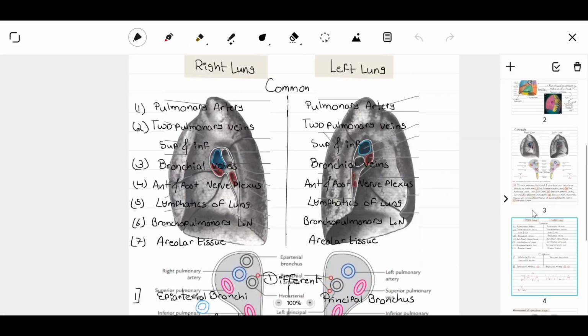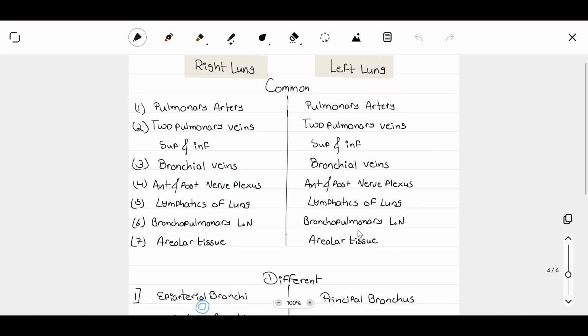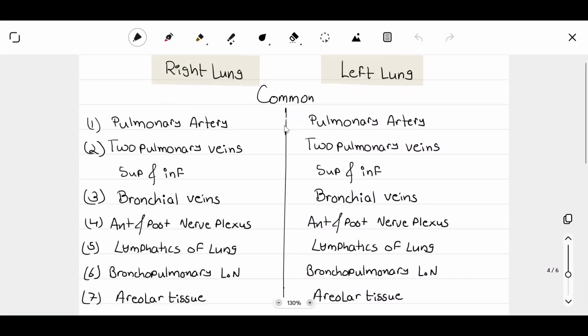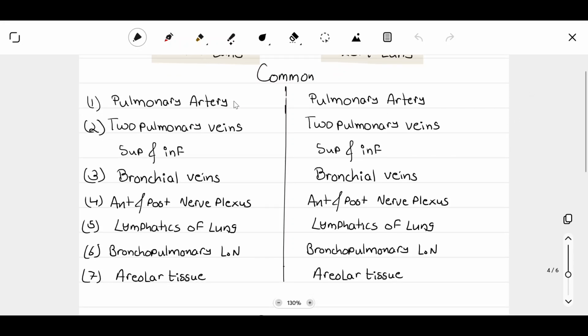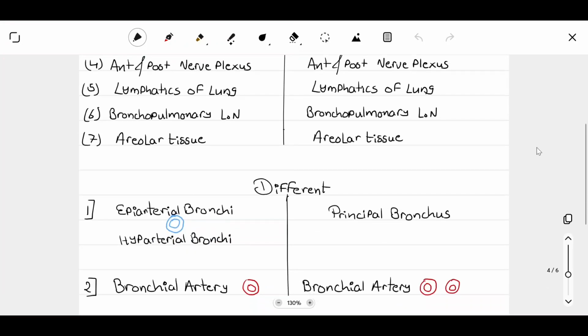So in the next slide we are going to cover the contents by differentiating them. First I have written down the common contents, which are: pulmonary artery on both sides, two pulmonary veins which are superior and inferior, bronchial vein on both sides, anterior and posterior nerve plexus on both sides, lymphatics of lungs on both sides, pulmonary lymph nodes on both sides, and areolar tissue on both sides.